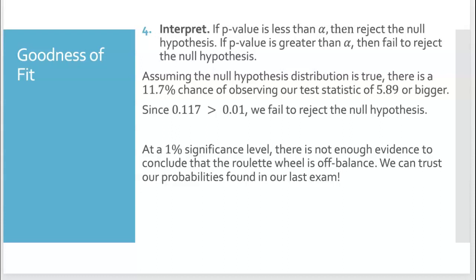And since 11.7% is larger than 1%, we fail to reject the null hypothesis. It means at a 1% significance level, there's not enough evidence to conclude that the roulette wheel is off balance. Therefore, we can trust our probabilities found in our last exam. Furthermore, we could say we don't need to repair this roulette wheel. It's perfectly fine and in balance, so we can leave it alone.